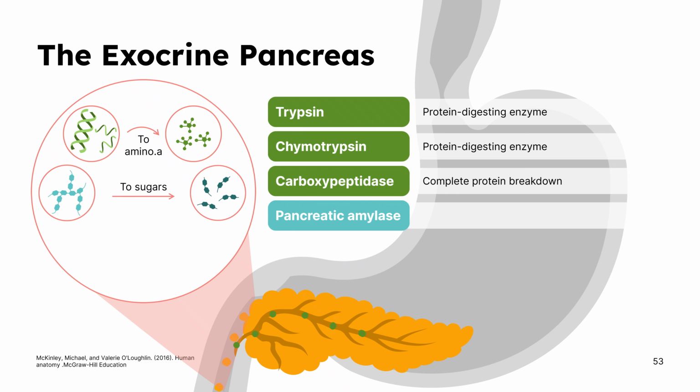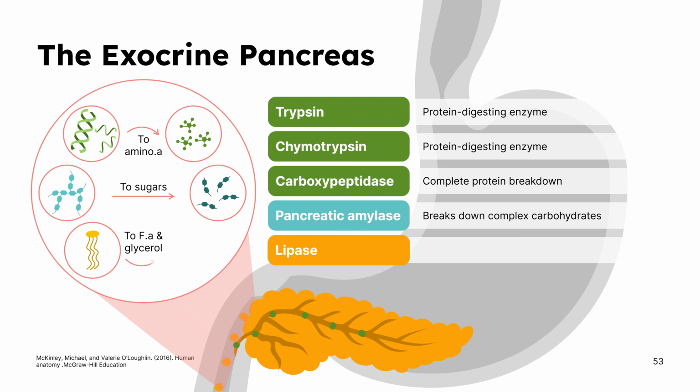Pancreatic amylase breaks down complex carbohydrates into simple sugars like maltose, facilitating carbohydrate absorption. Finally, lipase breaks down lipids into fatty acids and glycerol, essential for the digestion and absorption of dietary fats. Together, these enzymes from the exocrine pancreas ensure that proteins, carbohydrates, and fats are effectively broken down and prepared for absorption in the small intestine.